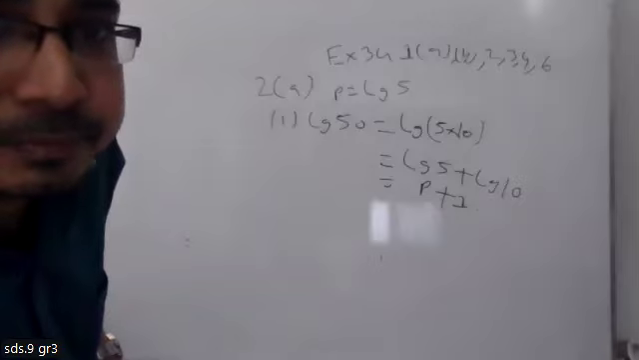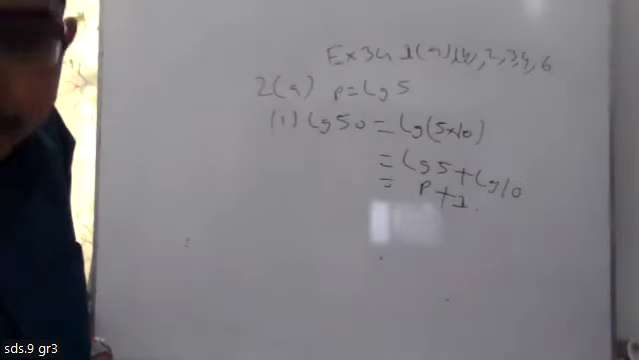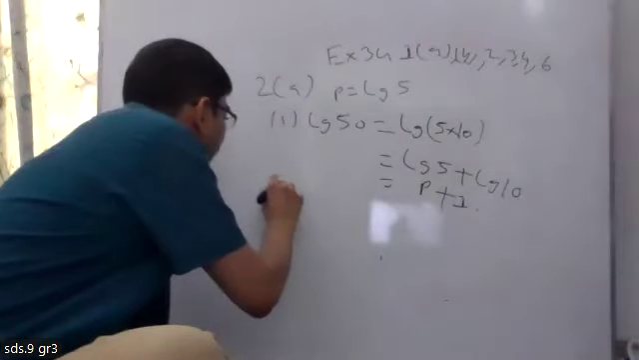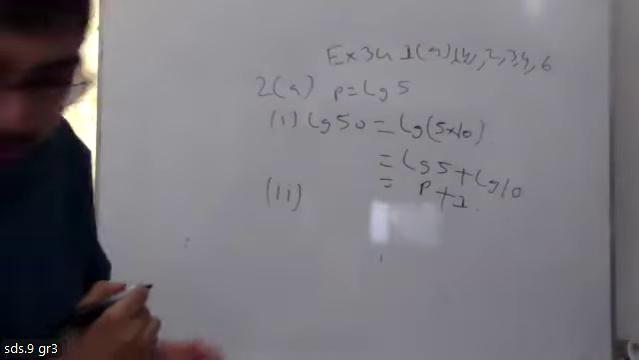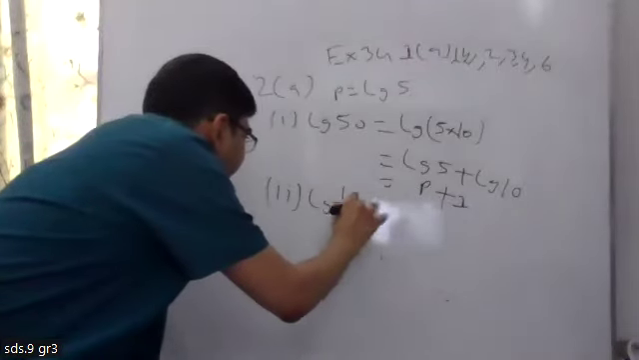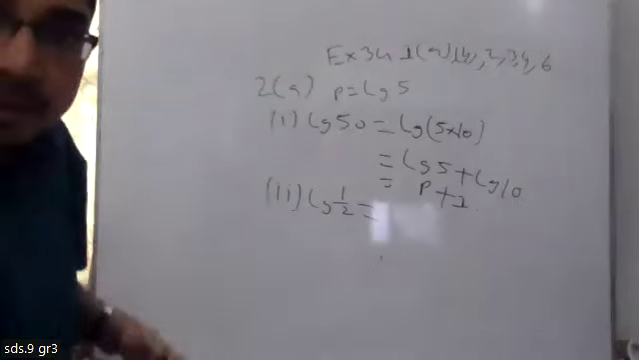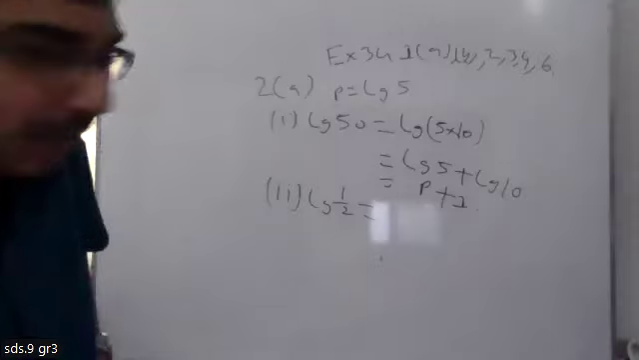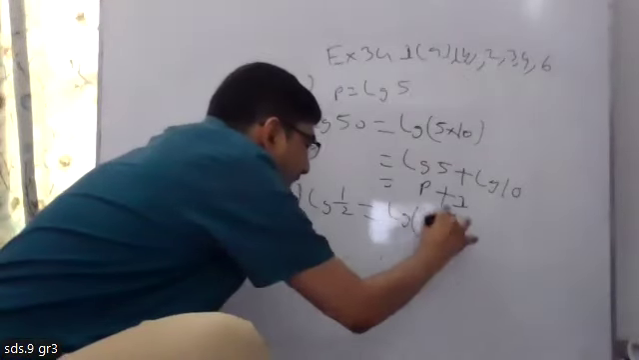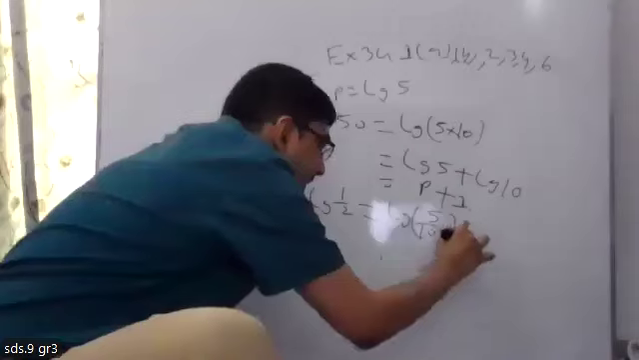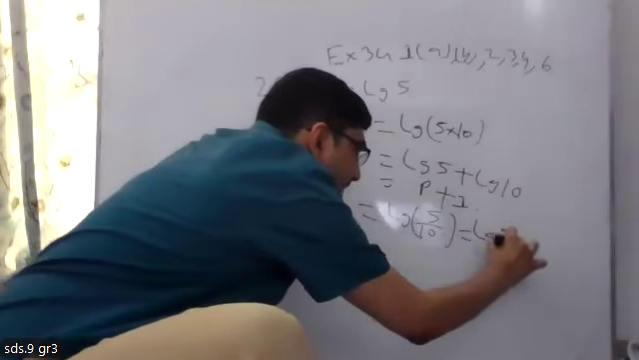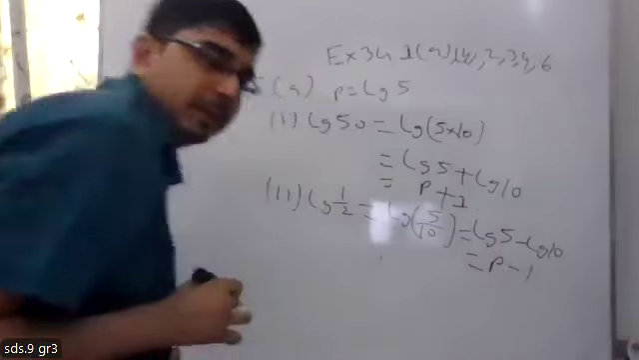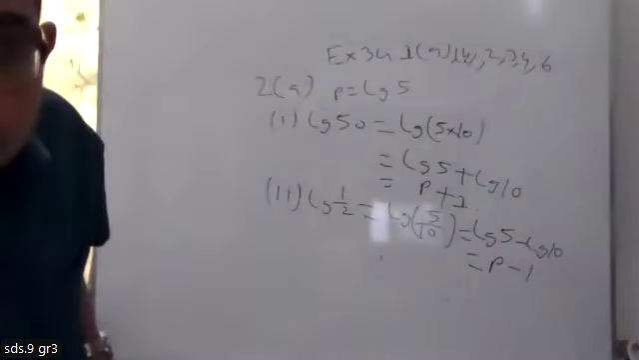Okay, Catherine. So in this sum, any sort of confusion, anybody? All right. So number 2, log half. Any ideas? Sir, log 5 by 10. Yes, log half I can also write as log 5 by 10. Having 10 is very beneficial for us. So it is log 5 minus log 10, which is P minus 1.